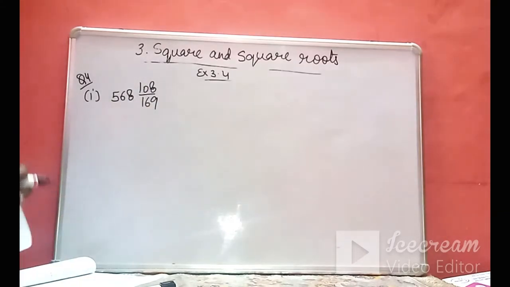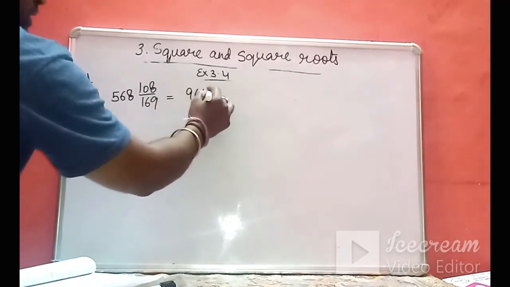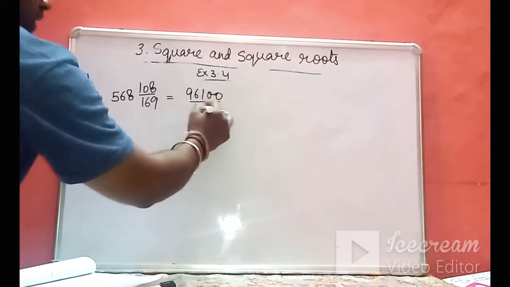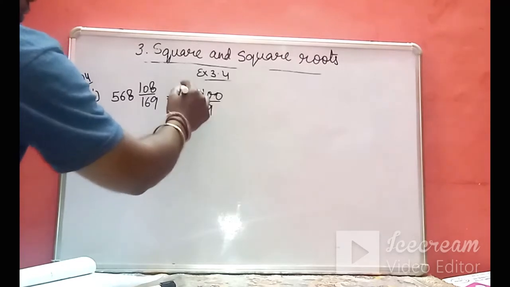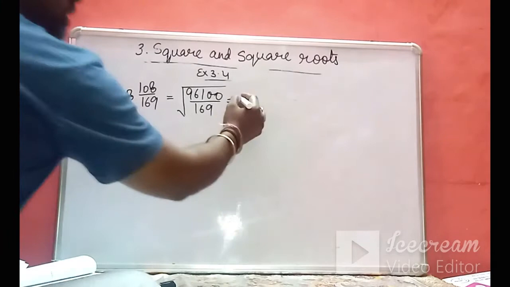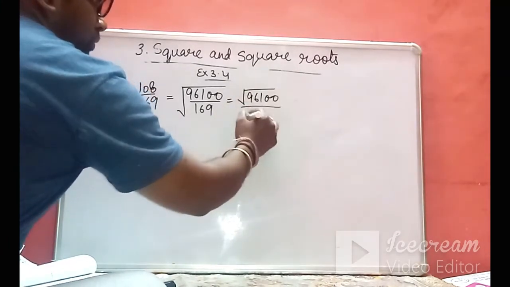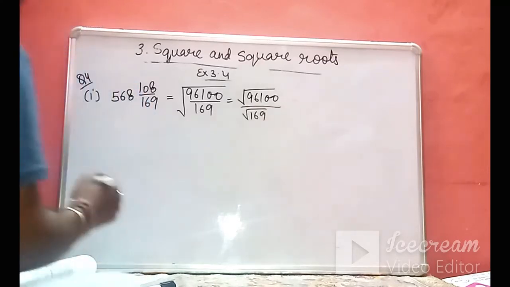Okay, so first we will convert it into the mixed fraction. So when you convert it, it is 96100 upon 169. So we have to calculate the square root of this number. So now it is a rational number. We can write it like this, square root of 96100 upon square root of 169.